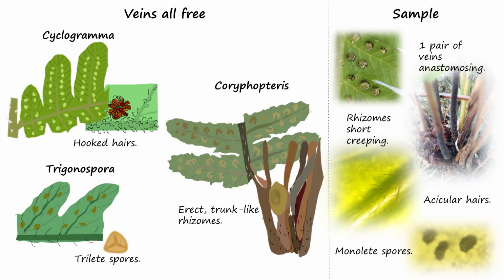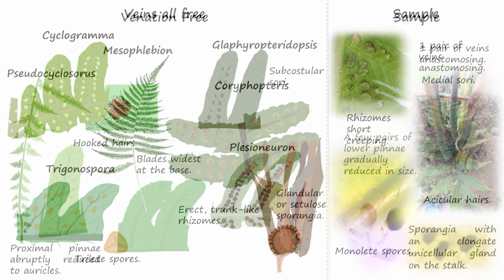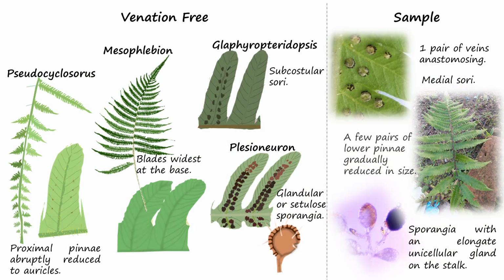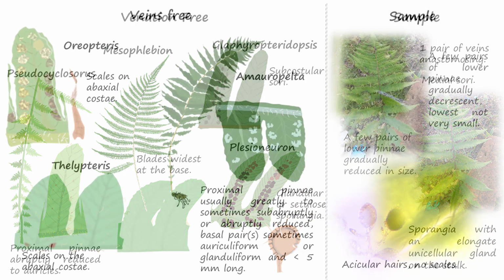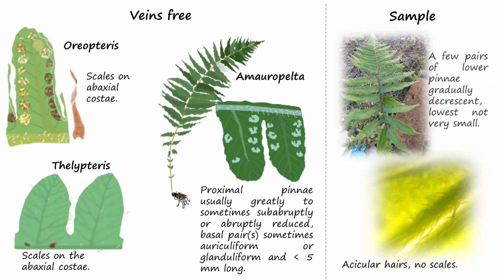As mentioned, the sample fern has a pair of veins united to form an excurrent vein that runs to the sinus. Thus, free venation, in addition to other differing characteristics, indicated that the sampled fern was not from the genus Coryphopteris, Cyclogramma, Trigonospora, Pseudocyclosaurus, Glyphyropteridopsis, Plesioneuron, Mesophlabion, Oreopteris, Thelypteris, or Amauropelta.